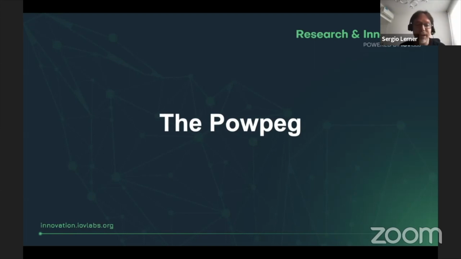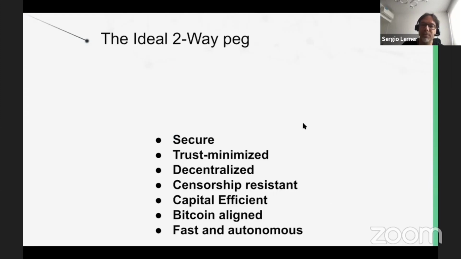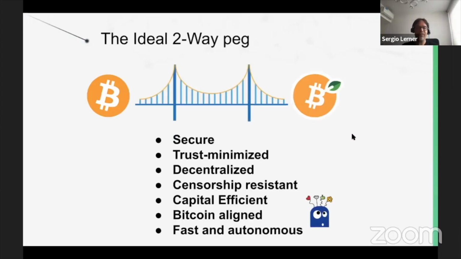But it evolved, and it evolved into something we call the PowPeg. And the PowPeg is much more than a federation, and I'm going to talk more about it in the next slide. So what do we want for a two-way peg? We want it to be secure, trust minimized, decentralized, censorship resistant, capital efficient, Bitcoin aligned, and fast and autonomous.